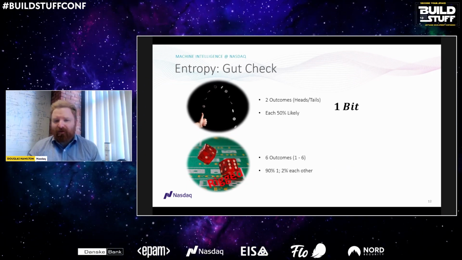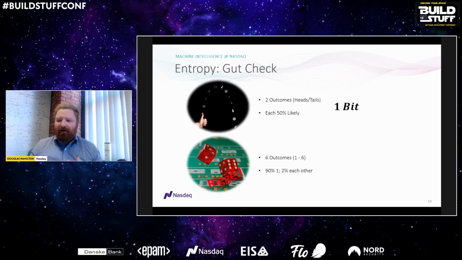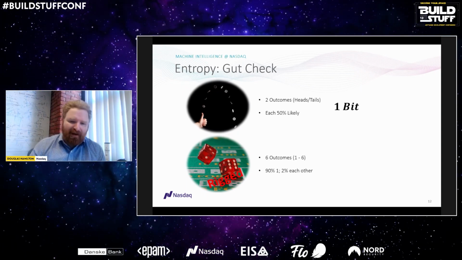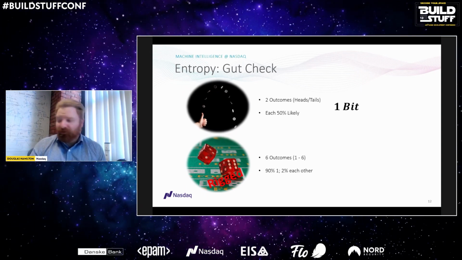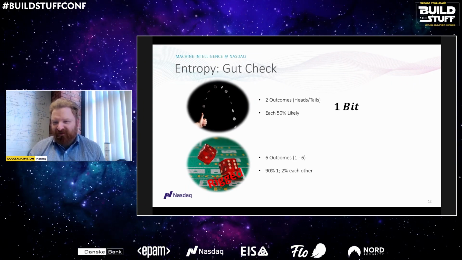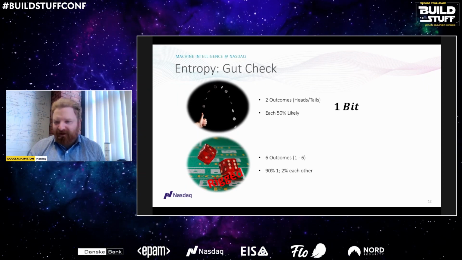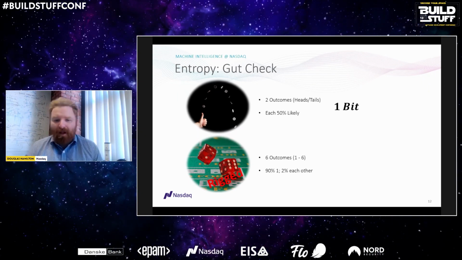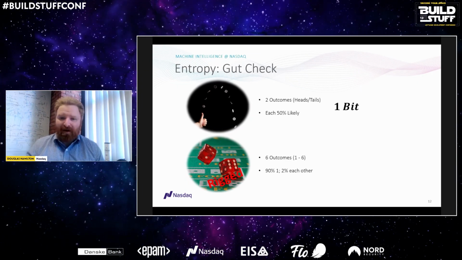So now let's ask a more difficult question. Our gut could tell us very quickly that the coin was less random than the die. But what if we had a rigged die instead? So we still have 6 outcomes, but the 1 on the die has a 90% chance of occurring, and each of the others, 2, 3, 4, 5, and 6, only have a 2% chance. Which of these situations do we think is more random?